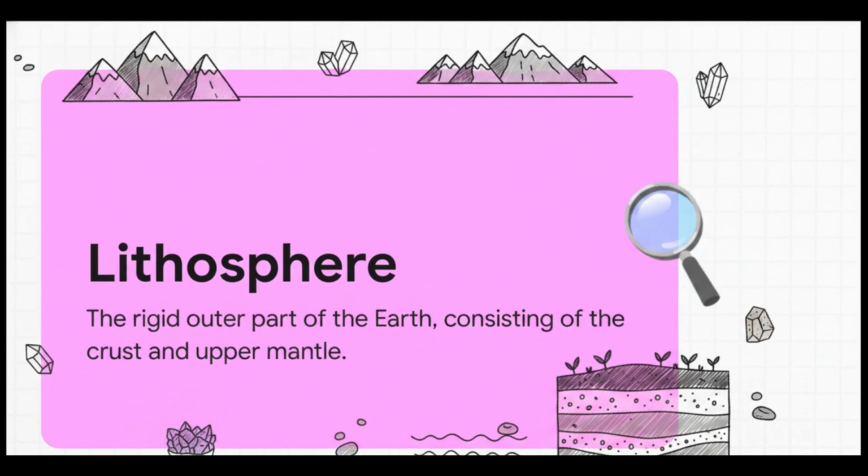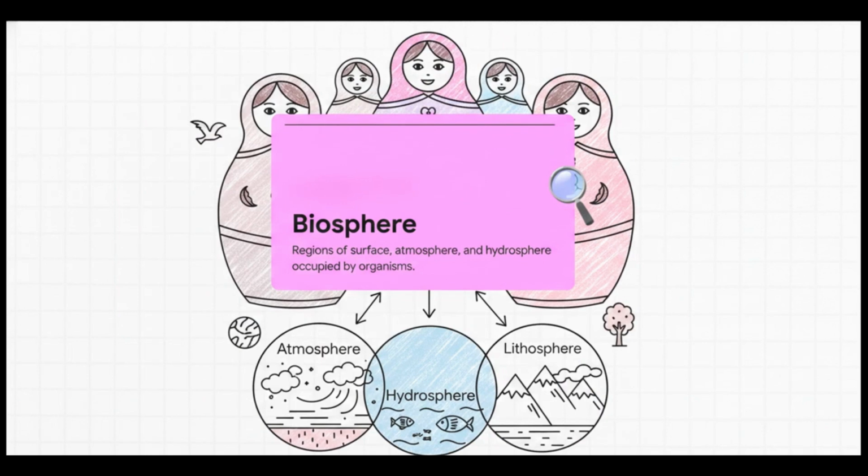Supporting all of that moving water is the lithosphere. This is the rigid outer part of the Earth, so the crust and the upper mantle. This is the physical foundation we literally stand on. Without the immense structural integrity and all the rich chemical resources locked inside these rocks and soil, absolutely nothing else could take root. Finally, we reach the biosphere.